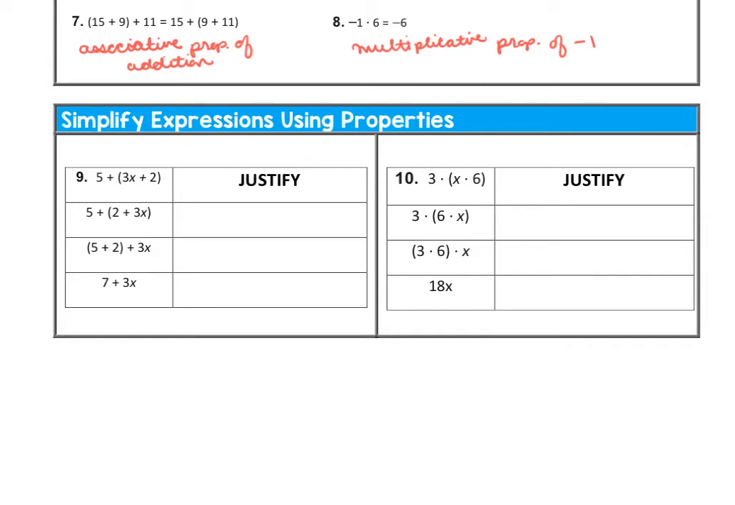So for part 2 of this worksheet, what we have to do is simplify expressions using the properties. So in these first two examples, I give you the steps for simplifying this expression in its most detailed form. And what you're going to have to do for the next 8 expressions is simplify them in their most detailed forms, as well as justify using the properties listed at the top of this worksheet.